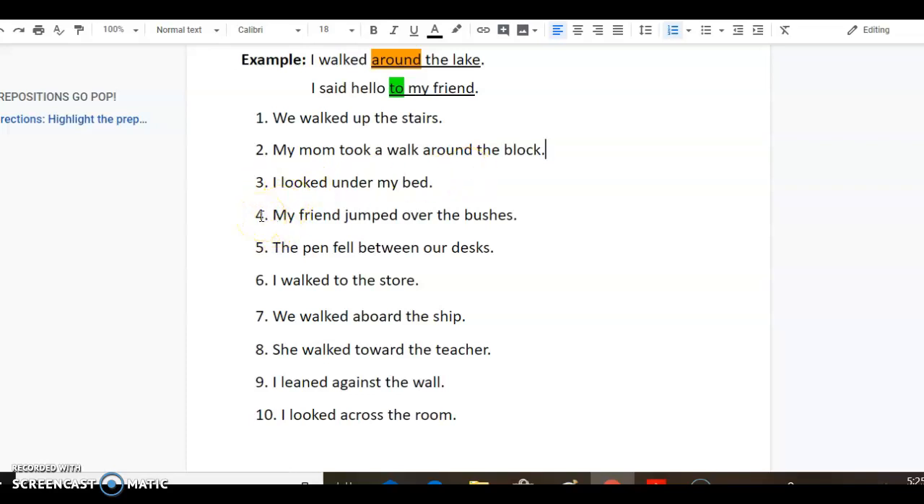Number 4, my friend jumped over the bushes. Number 5, the pen fell between our desks. What word there shows direction or position? Number 6, I walked to the store. Number 7, we walked aboard the ship. Number 8, she walked toward the teacher. Number 9, I leaned against the wall. And number 10, I looked across the room.